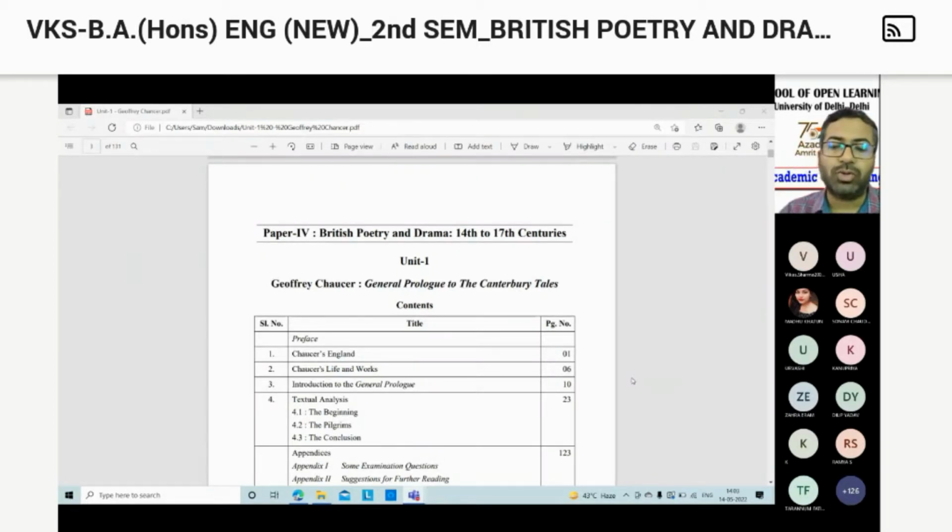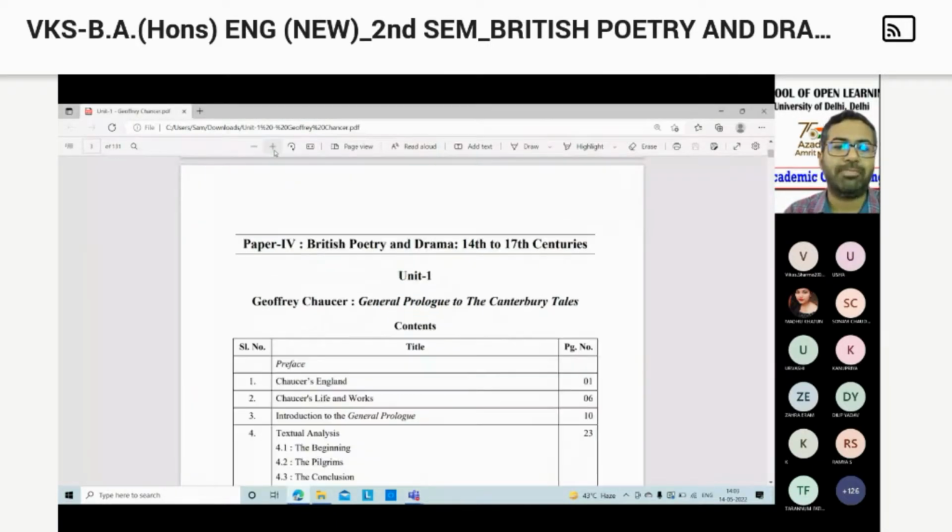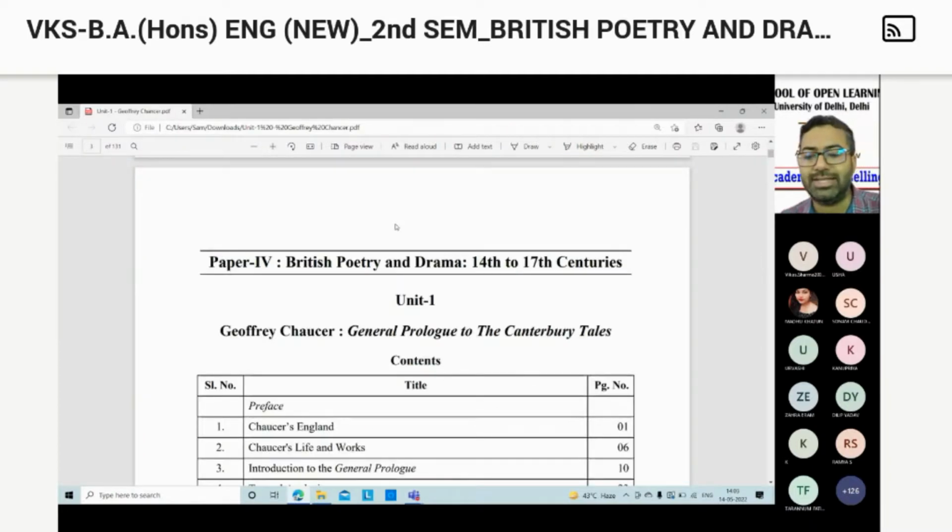So the general prologue to the Canterbury Tales. I hope everyone can see the screen very clearly. I'll just increase the file size here. And then we'll start this.